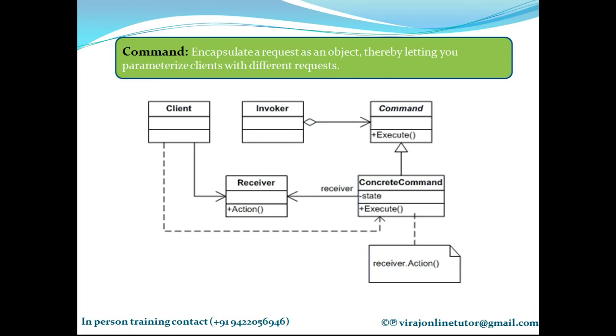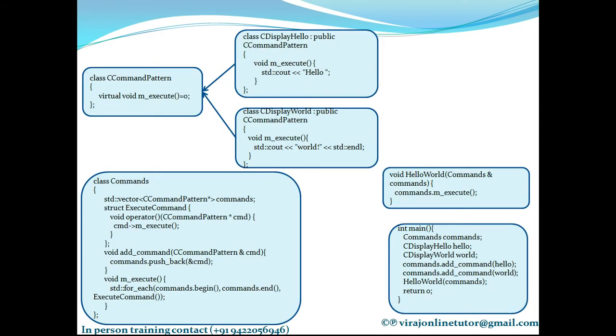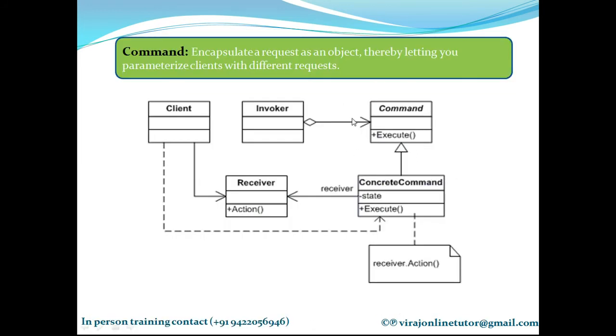So when someone executes an execute command on the invoker, it calls the execute API of each of the commands which are registered to this invoker, which in turn does a callback and calls the action function on a receiver. Okay. So this is an example of a command design pattern. So here I have the command pattern. So this we can compare with the command.